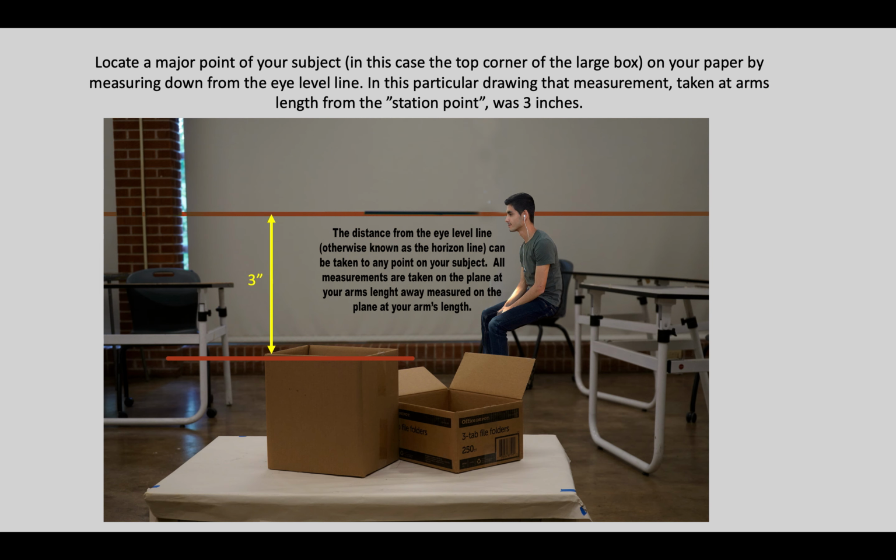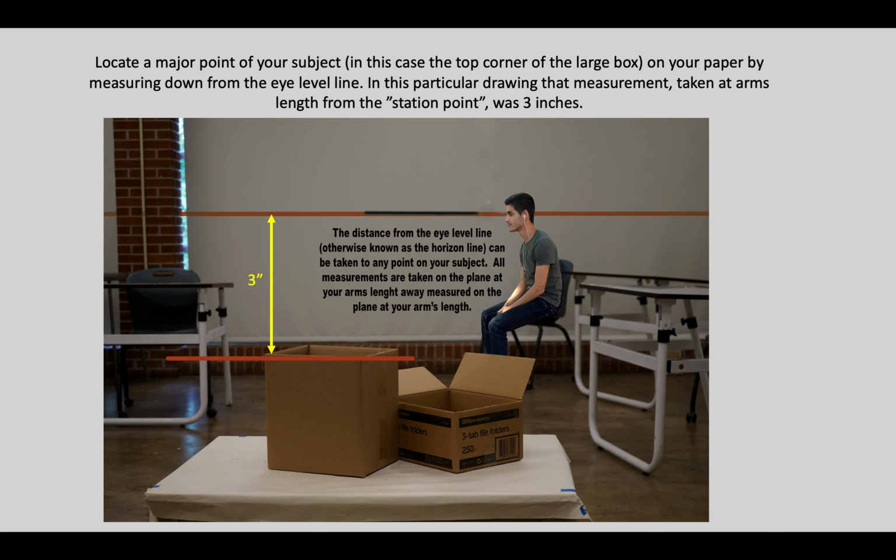So back to measuring the box. I've located where I want the top corner of that larger box to be on my page. And I know about what size I want it to be. But where do I put it from the horizon line? Well, when I measure that distance here in the room, on the picture plane I'm measuring on, remember, holding my arm out straight, I used a ruler to actually measure that distance, 3 inches between the eye level line, the blue tape on the other side of the room, and the corner of the box.